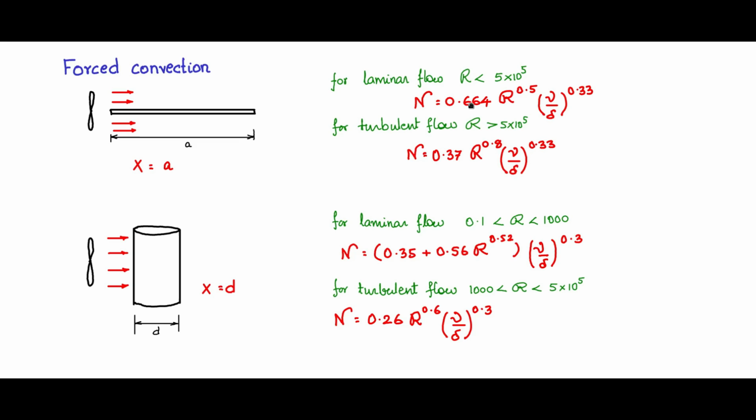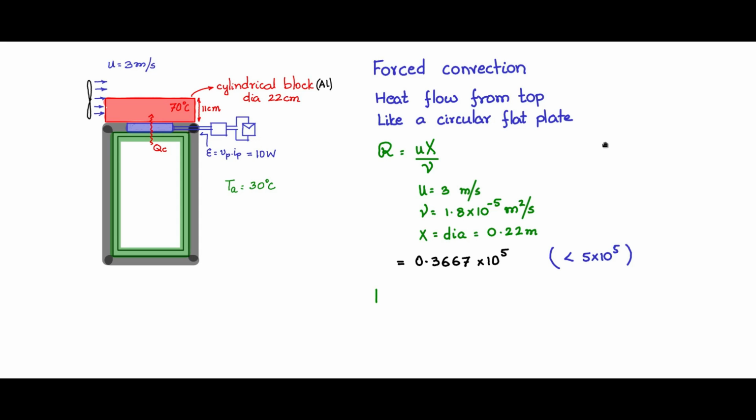Nusselt's number is 0.664, Reynolds number to the power of 0.5, kinematic viscosity by thermal diffusivity raised to the power of 0.33. So Nusselt's number is given by this. So this is the kinematic viscosity and this is the diffusivity, and we will raise it to the power of 0.33, and calculating you will get Nusselt's number as 112.62.